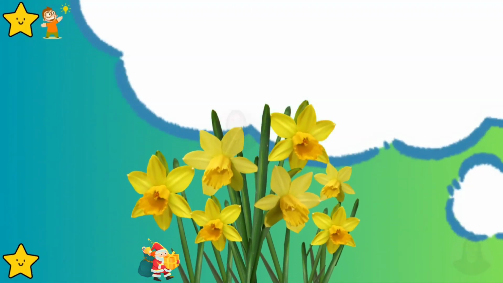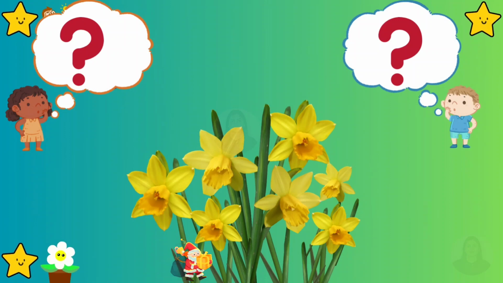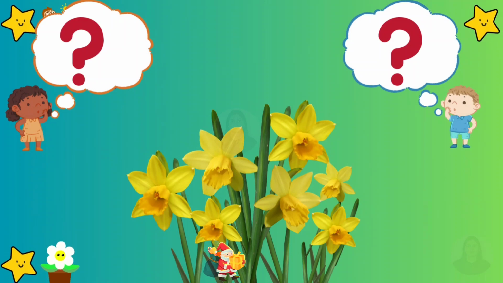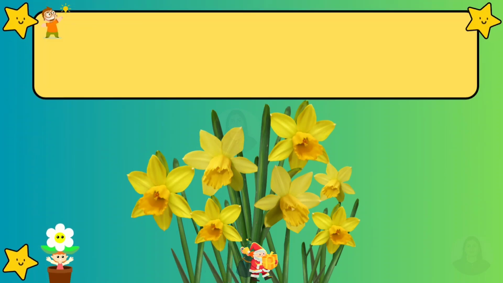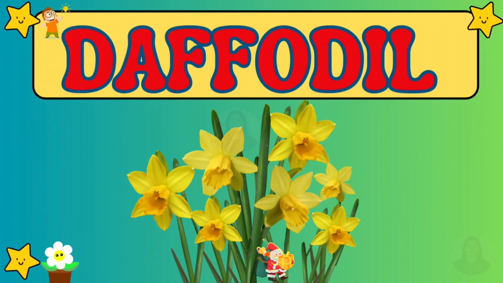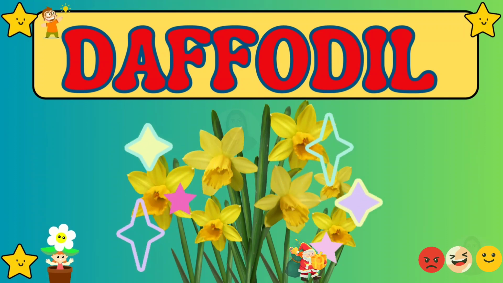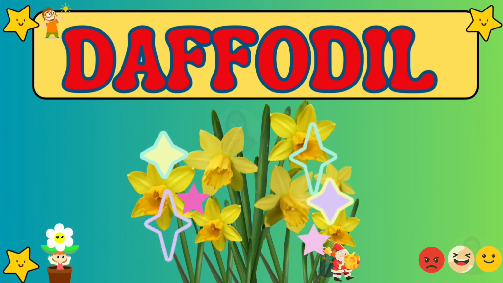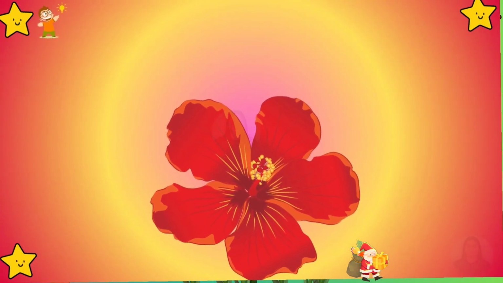Next flower is here. What is the name of this flower? This is daffodil flower. Correct answer. D-A-F-F-O-D-I-L. Daffodil. This yellow flower is daffodil.